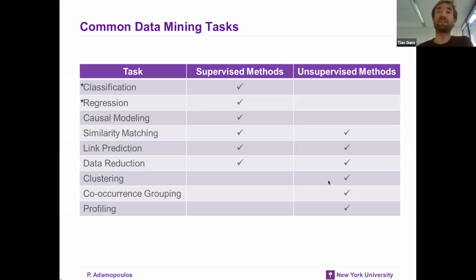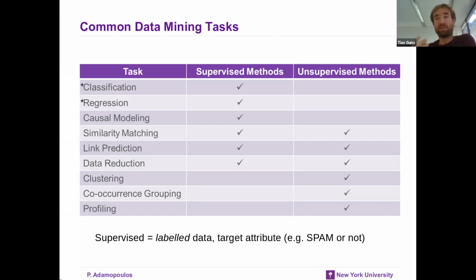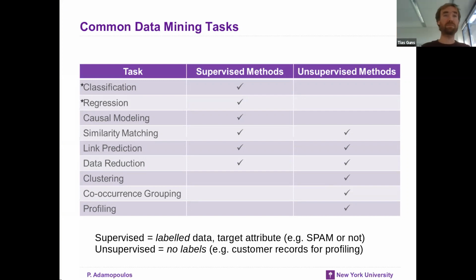So for example, clustering: given images of cats and dogs, you can actually ask a method to cluster these images without telling it upfront that this is about cats and dogs. Clustering is also used, for example, in marketing to automatically cluster customers based on their consumer behavior. All right, so that's what I just said. Spam or not is an example of a label.